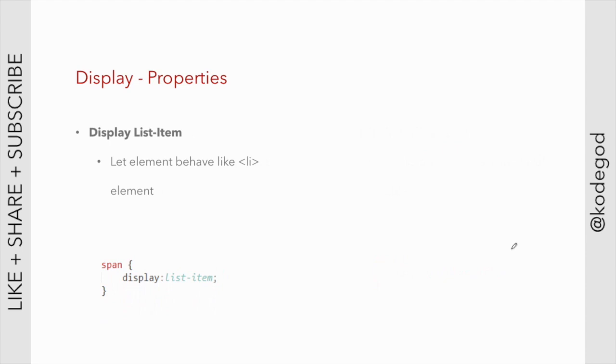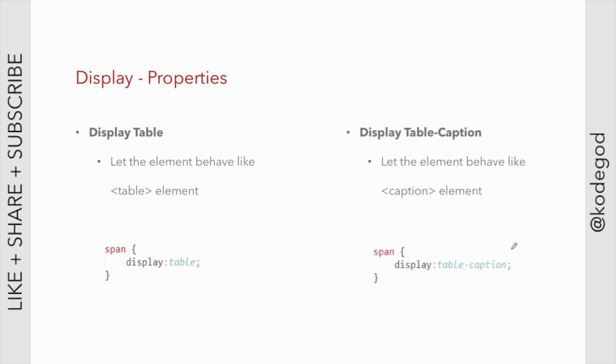Similarly, we have list item, wherein the element may behave like a li element. So you just need to specify this property and it will start behaving like the list items. Then we have display run-in, wherein it displays element as block or inline, and that decision is basically taken based on the context. Okay. Then we have display table, where it lets the element behave like a table element. We have then table caption, where it lets the element behave like a caption element.